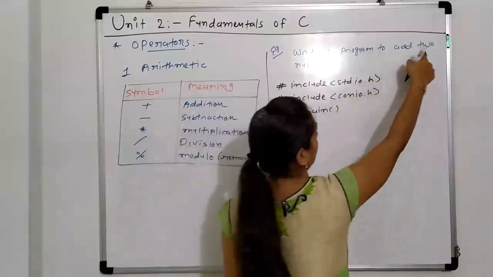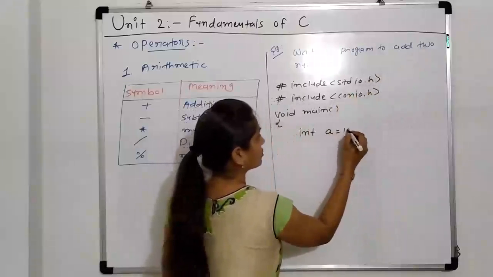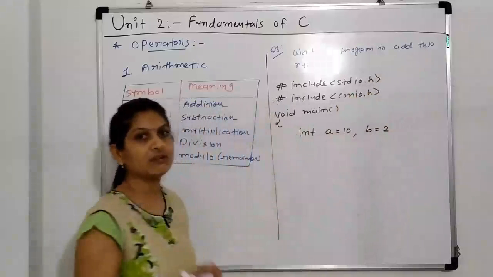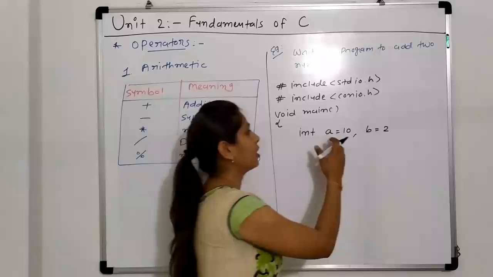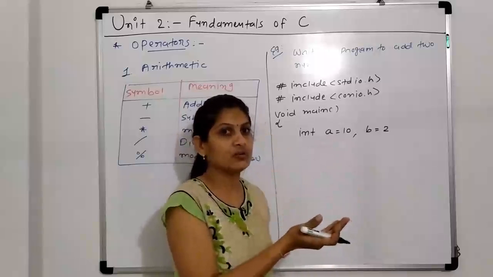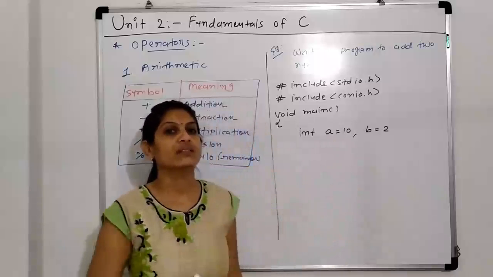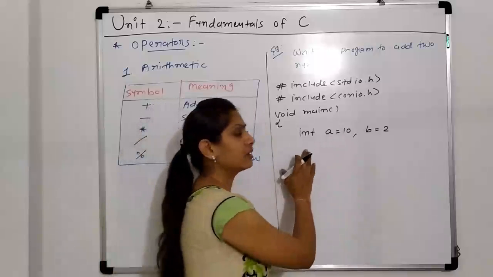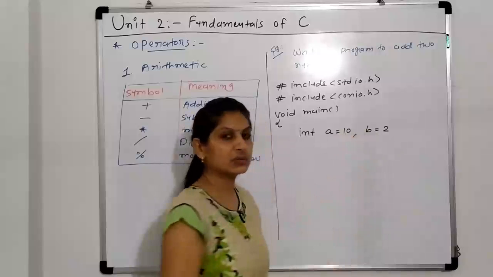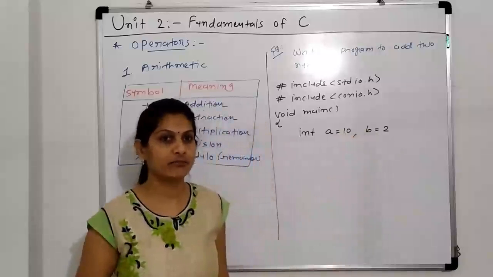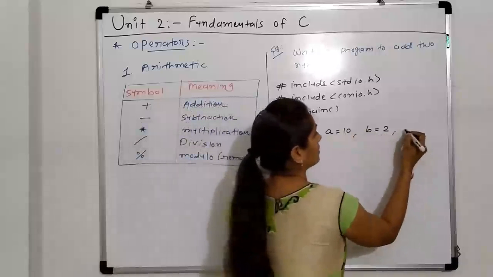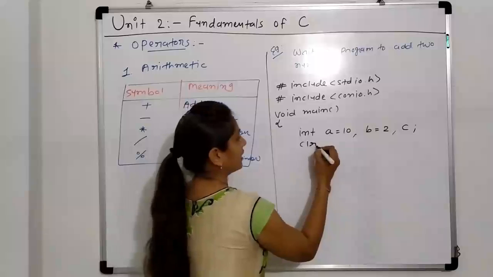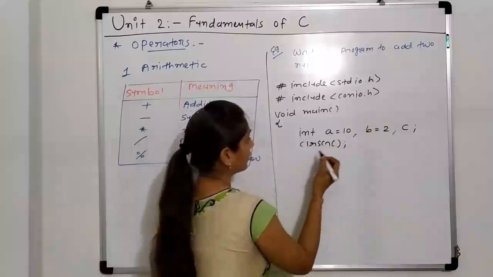How many inputs are there? 2. That is A, suppose 10, and B, suppose 2. It is given as a fixed value. If the user wants to insert the values of A and B at runtime, then we use the printf and scanf functions. This is already completed. Here we take fixed values, so our output is also fixed. And C is our output. Then after that we write clear screen.